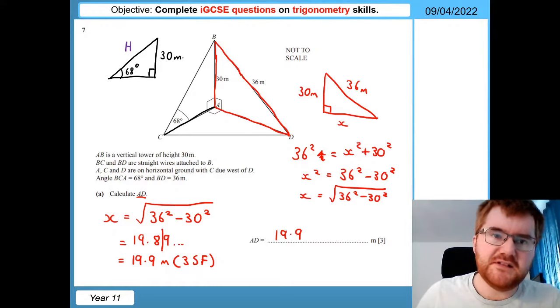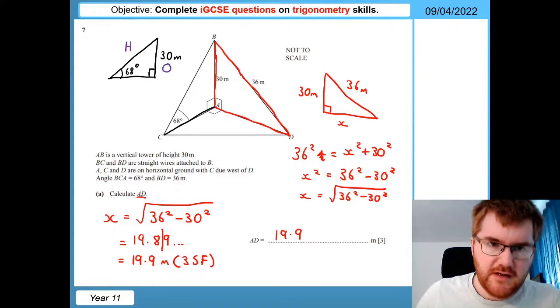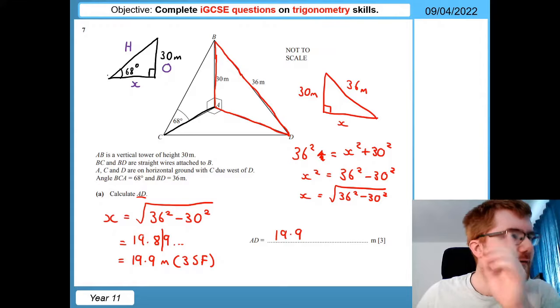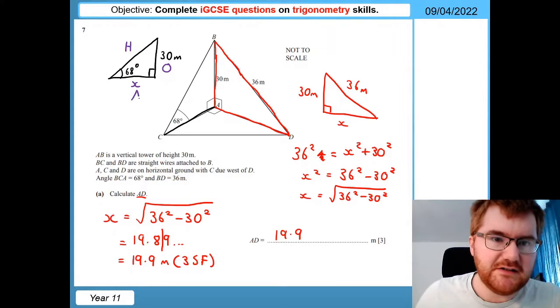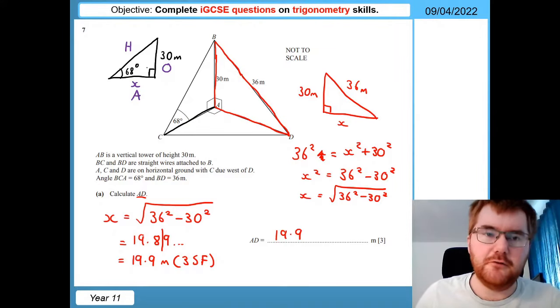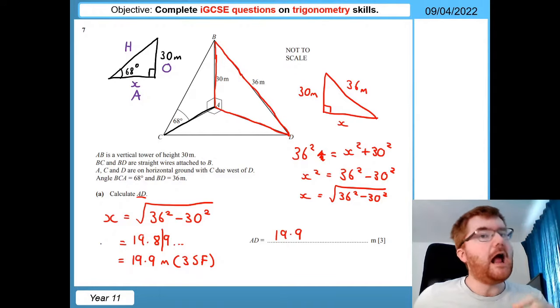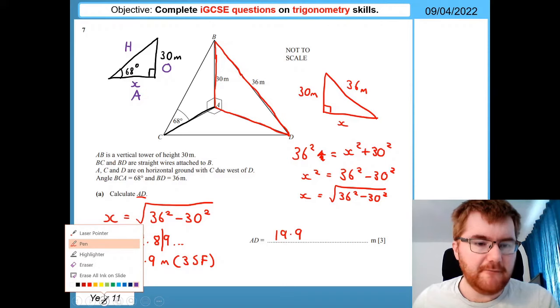This here is opposite the angle, so we're going to put an O here. And this here is the side we're actually looking for, so I'm going to call it X in this case. And this is the one that everyone forgets. This is the adjacent, so the side next to the angle. And now we decide which side we have and which side we're looking to find.